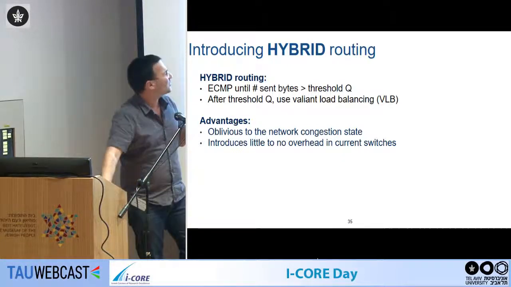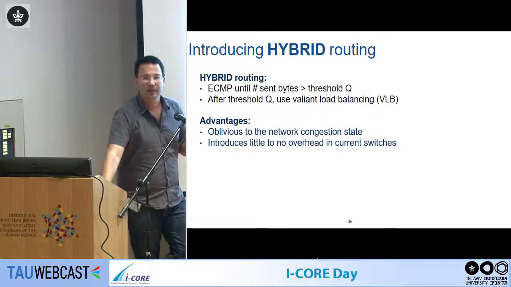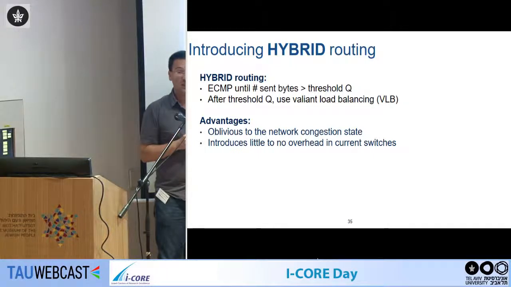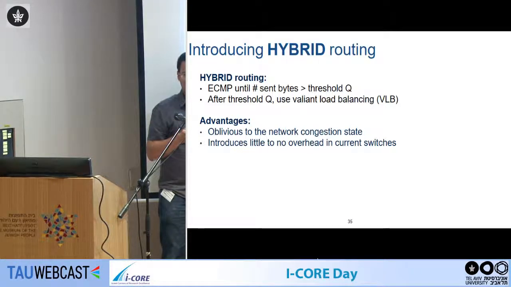And let me give you some intuition for why this makes sense. If everyone wants to talk to everyone, I should be routing along shortest paths. I don't want to cause contention in the network by sending along long routes. If only I want to talk to someone else, I should be using VLB load balancing. I should be spreading traffic as much as I can.